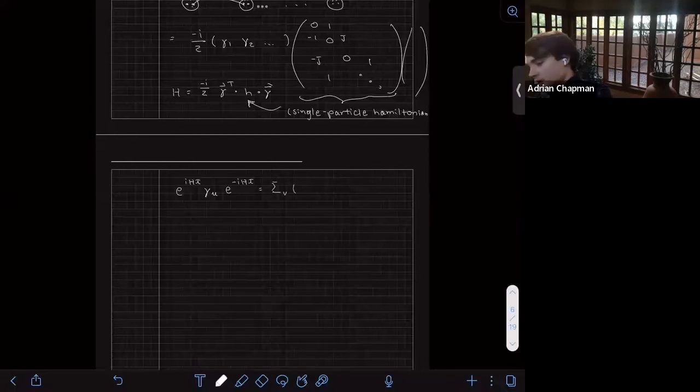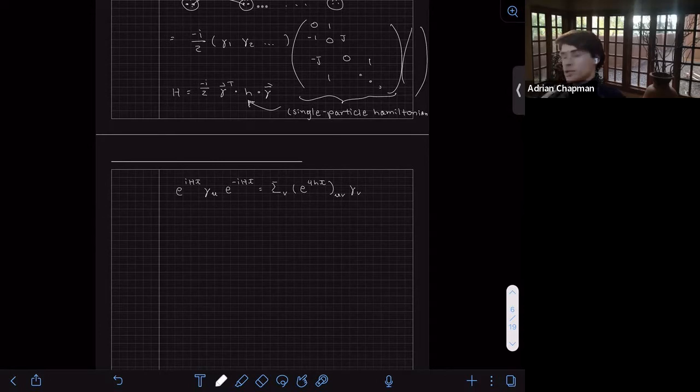And so the single particle rotation matrix is a matrix exponential of the single particle Hamiltonian, indexed by mu and nu. So I evolve by some operator mu, and I end up with a linear combination of Majorana operators nu with amplitudes given by the single particle rotation matrix, e to the 4ht. And because h is a real anti-symmetric matrix, the exponential is an orthogonal matrix. So these are rotated according to orthogonal matrices.